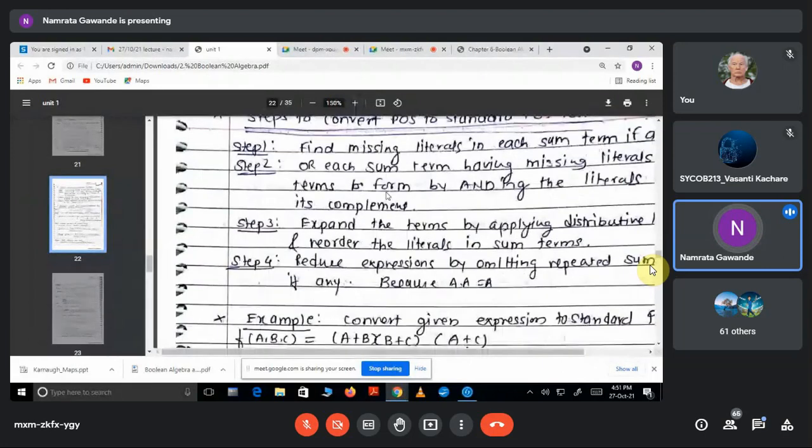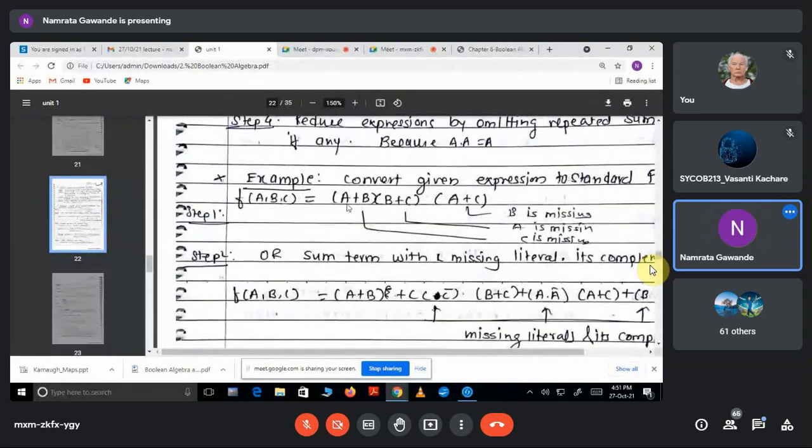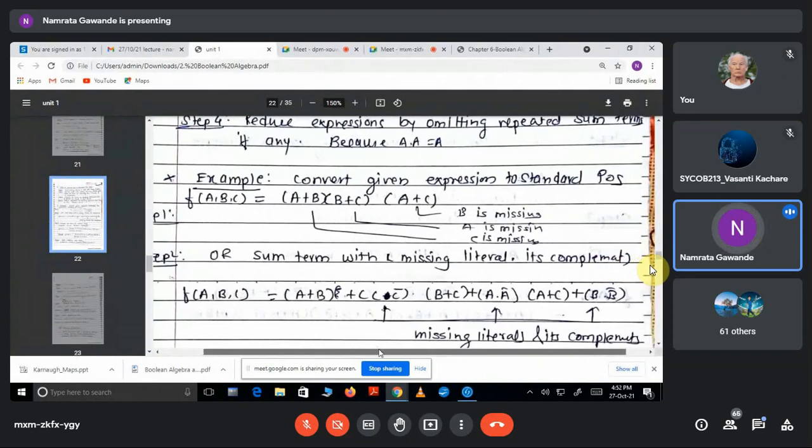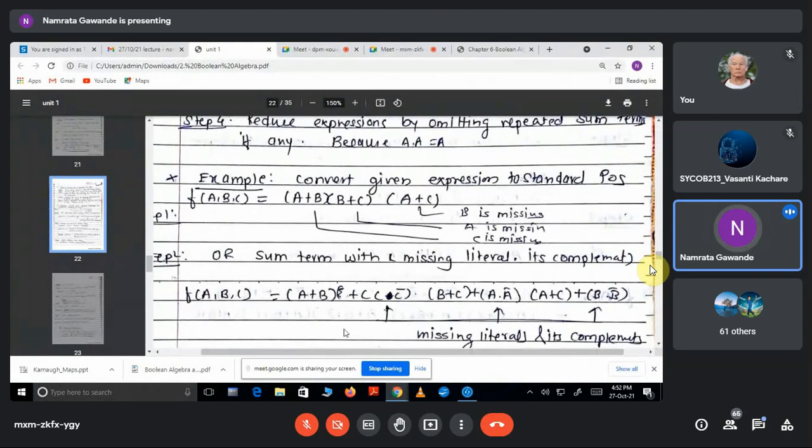Now, in these three terms, what you can see? In this, C is missing. In this term, A is missing. In this term, B is missing. Right? Now, once this part, first step is completed, what you can do? Next step: OR some term with missing literal dot its complement. Now just go for this next step.